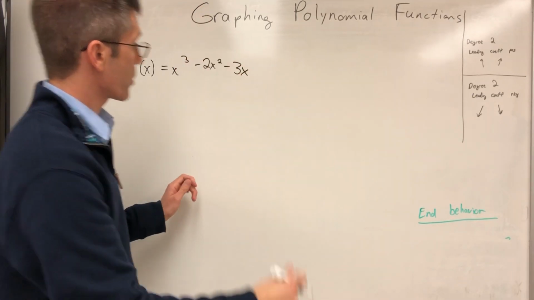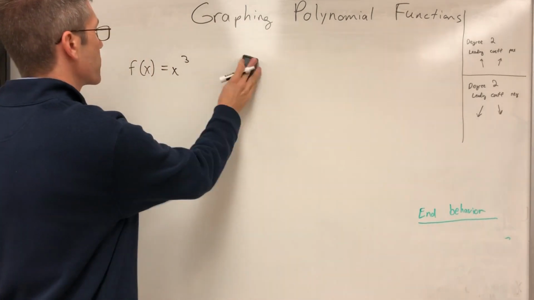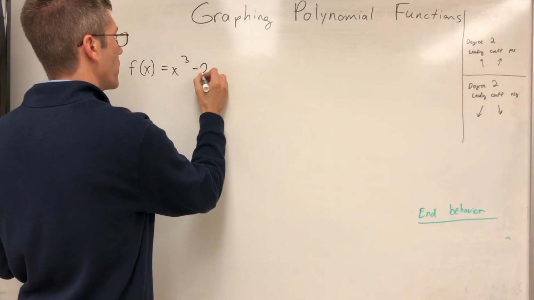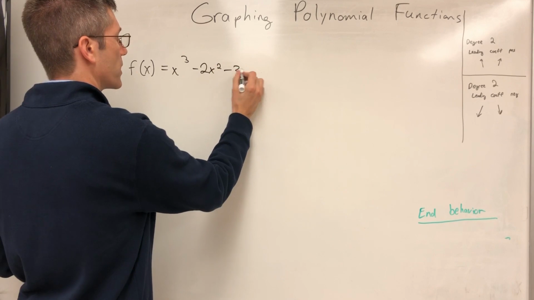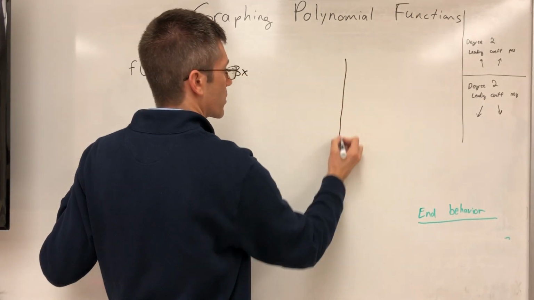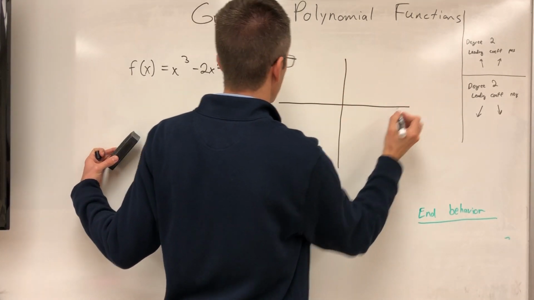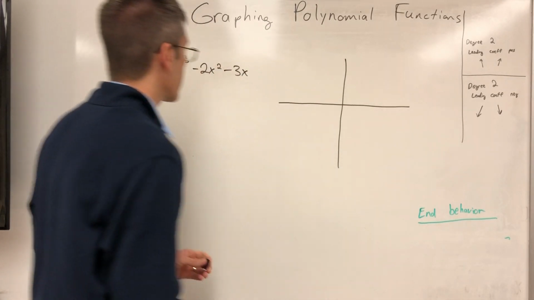That looks like it just floated way up there as an exponent. That's unacceptable. So minus 2x squared minus 3x. There we go. Let's draw a graph. This one's going to get crazy, y'all. This one's going to get really wacky.